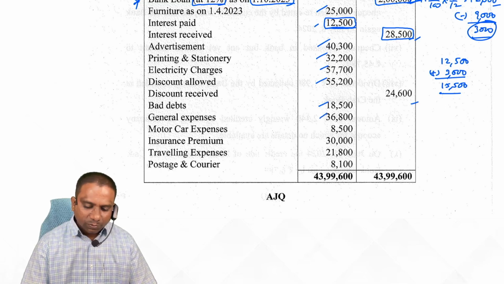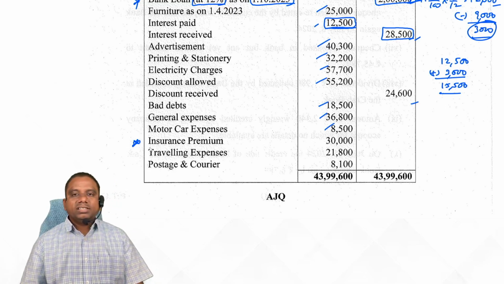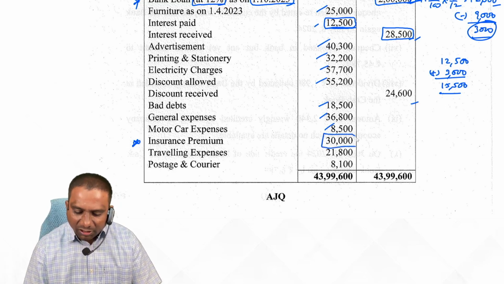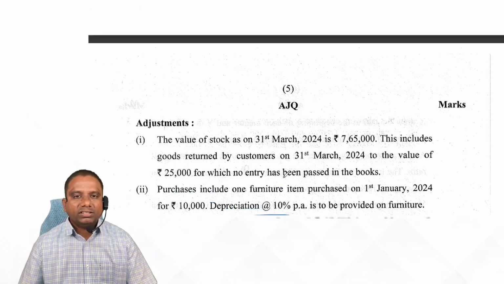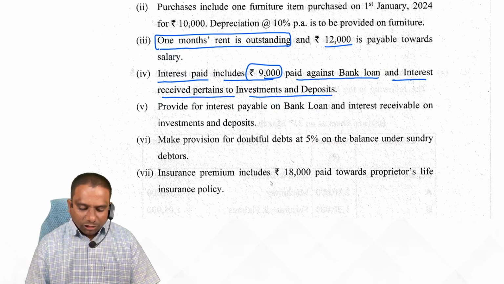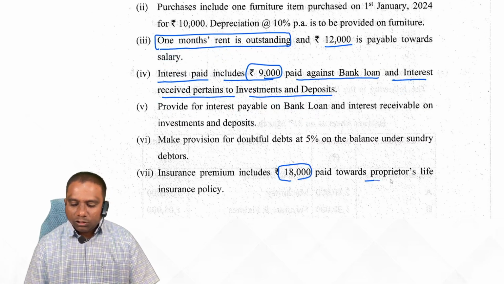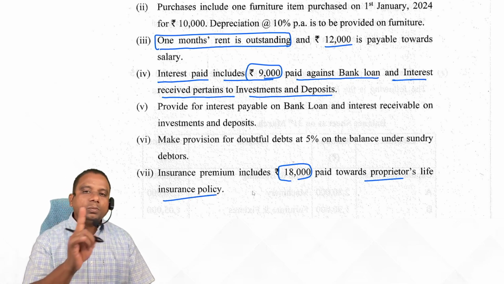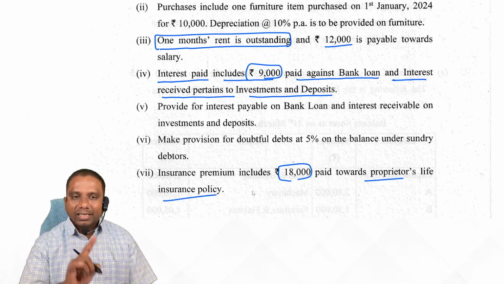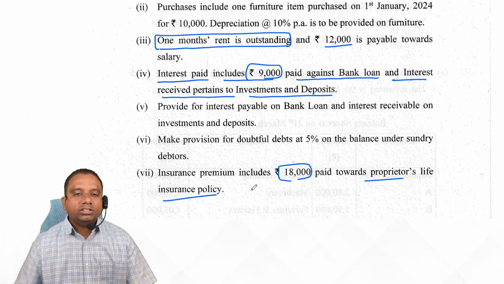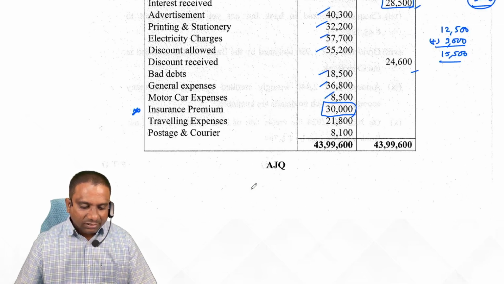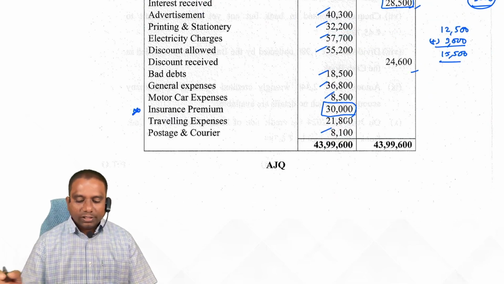debit, general expenses, P&L account debit, motor car expenses, insurance premium. Another important adjustment is here: insurance premium is 30,000 rupees total paid, but they said insurance premium includes 18,000 paid towards proprietor's life insurance. 18,000 rupees is deducted from capital, and remaining 12,000 rupees is shown on the debit side of P&L account. Is it clear, students? Next, postage and courier. That's it.